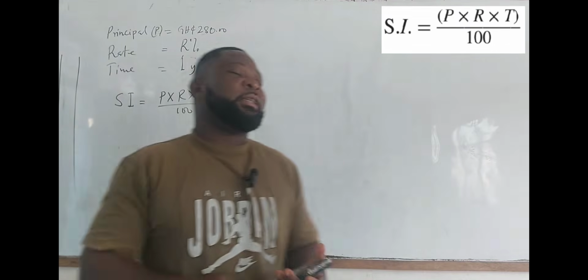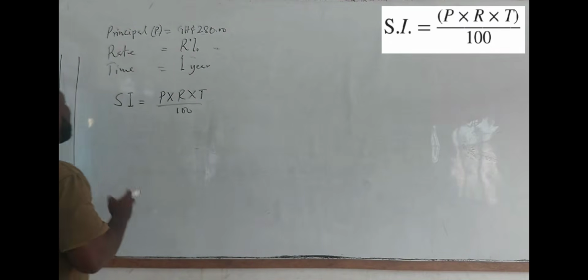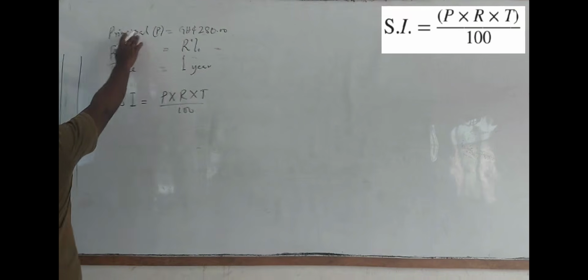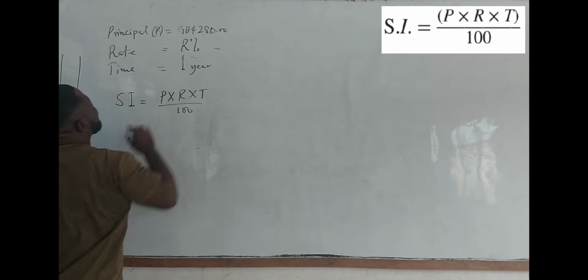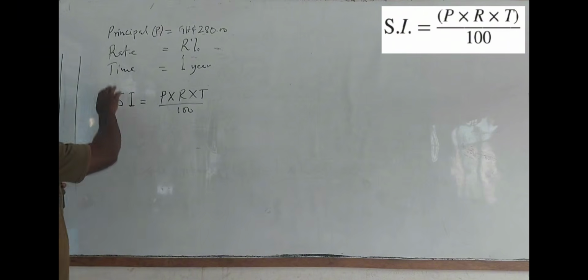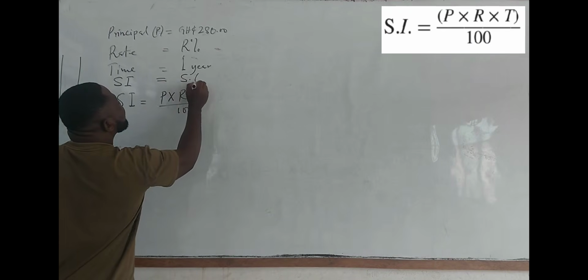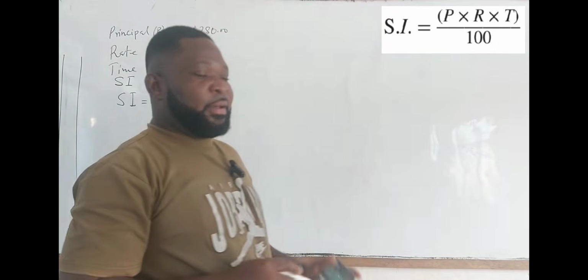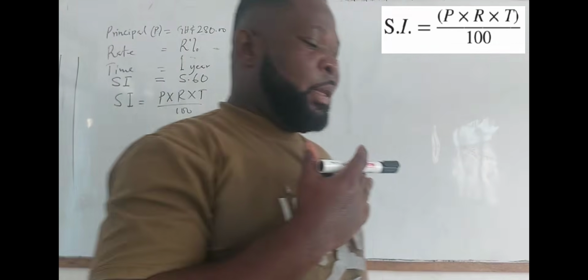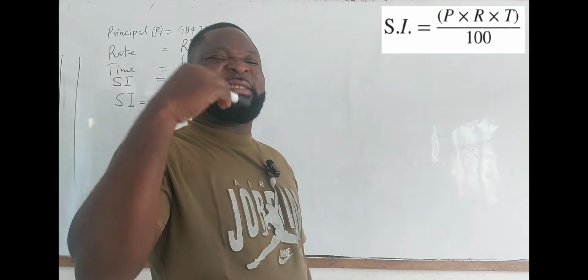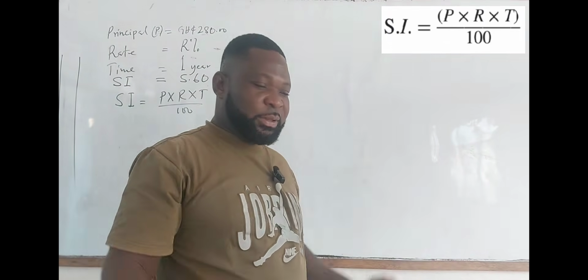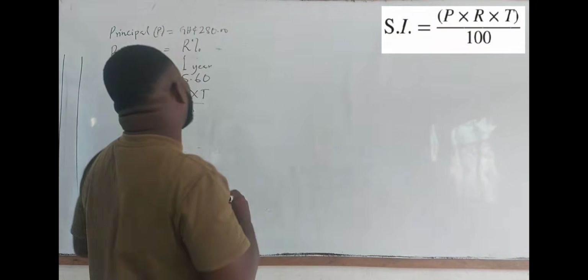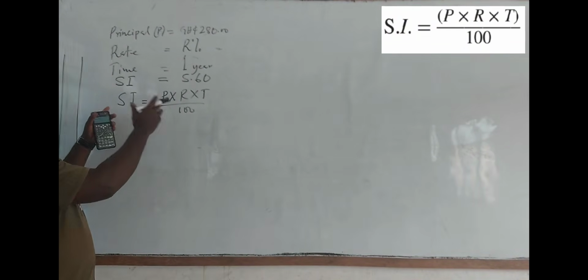So in this question, the principal is 280, the rate is R%, and the time is 1 year. The question also says that the simple interest, SI, should be equal to 5 cedis 60 pesos. So in this case, we have been given the simple interest, the amount invested, which is the principal, and the time used to calculate the simple interest. We can substitute these values into the simple interest formula and work it.